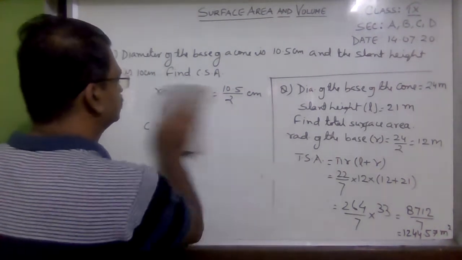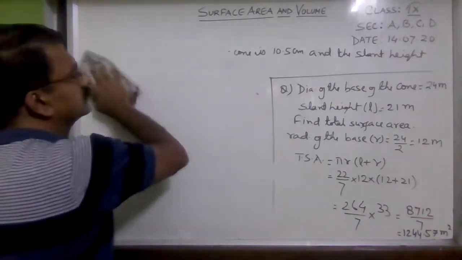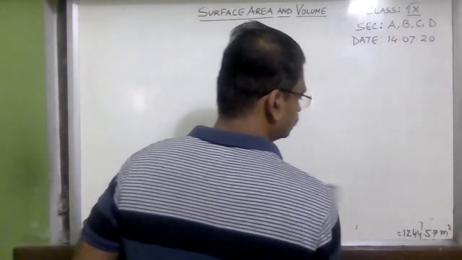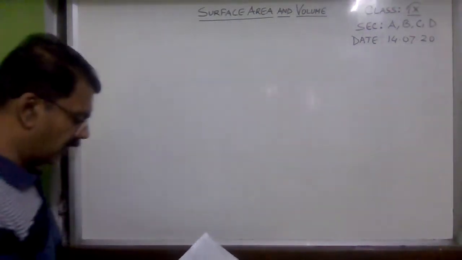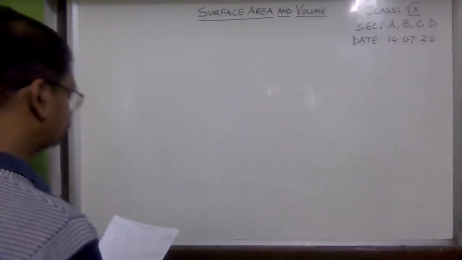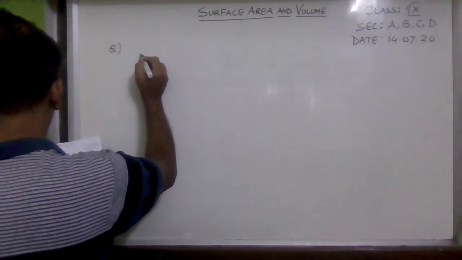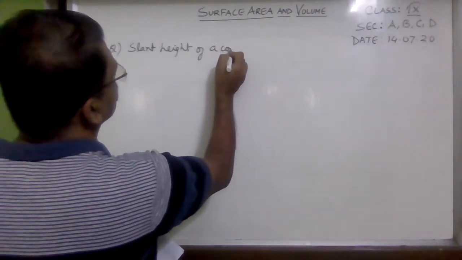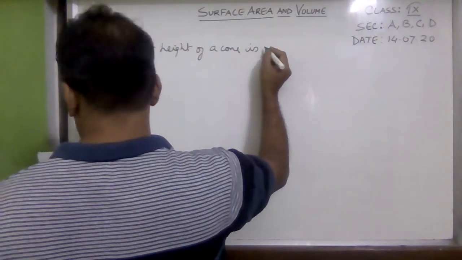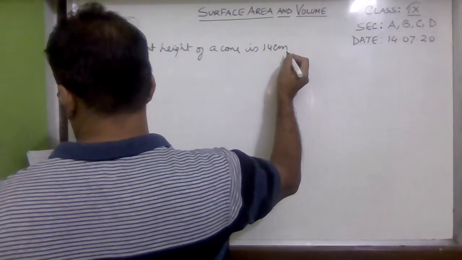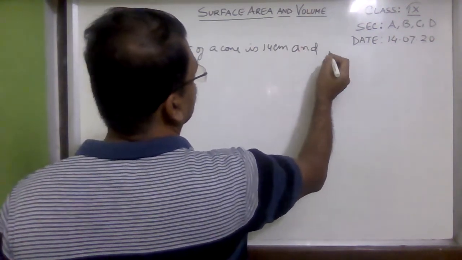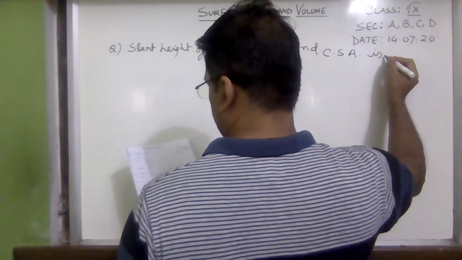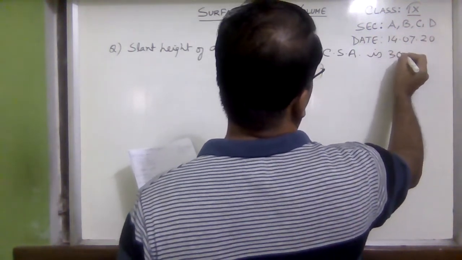Now the next question. Slant height of a cone is 14 centimeter and curved surface area is 308 centimeters square.